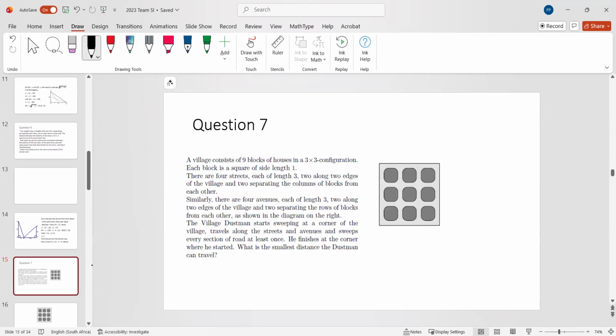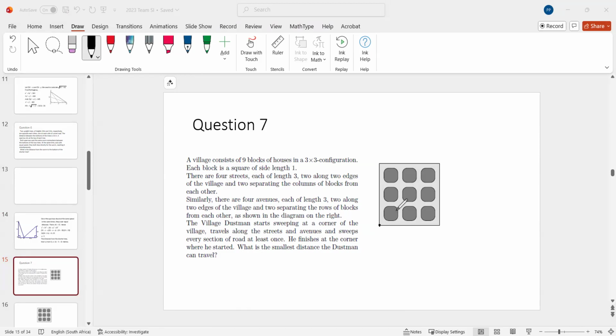Question 7. A village consists of 9 blocks of houses. I'm not going to go through the whole story. I can tell you what it is. You've got a guy who is sweeping. He starts from one of the corners of the village. He's a sweeper. And what he does is he sweeps all these roads. These are all roads. Right? He sweeps all these roads and he comes back to his starting point.